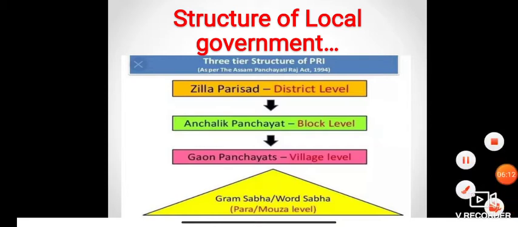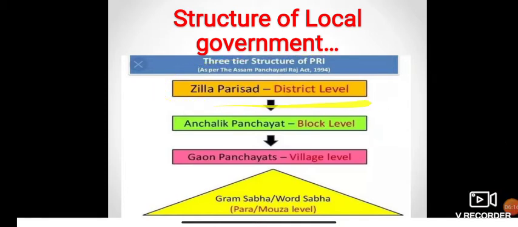Here it works under the Zilla Parishad, which is at the top level, the top tier of the Panchayati Raj system, followed by the Anchalik Panchayat, which works at the block level, also known as the block samiti. Then we have the Gaon Panchayat, also known as the village level. Individual villages work under the Gaon Panchayat. So this is the three tiers of the Panchayati Raj system.